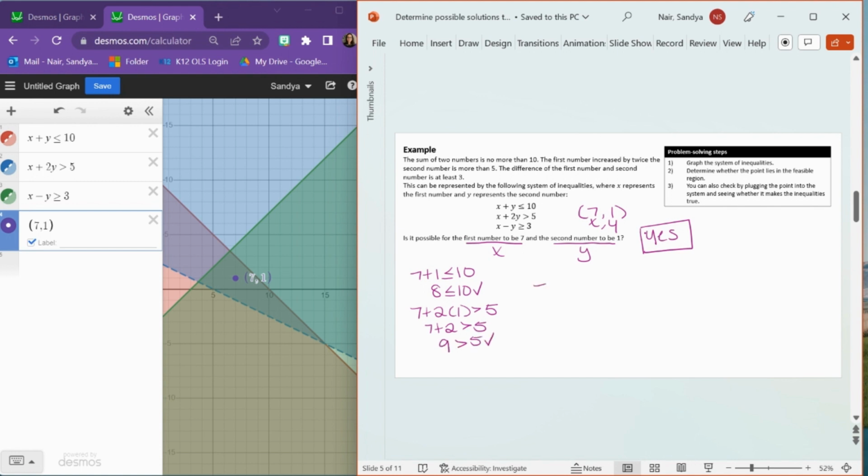And then finally, we have 7 minus 1 is greater than or equal to 3. So that's saying that 6 is greater than or equal to 3, which is also true. Okay, so that's another way of checking if it's possible for the first number to be 7 and the second number to be 1.